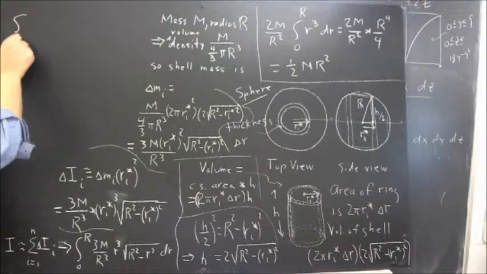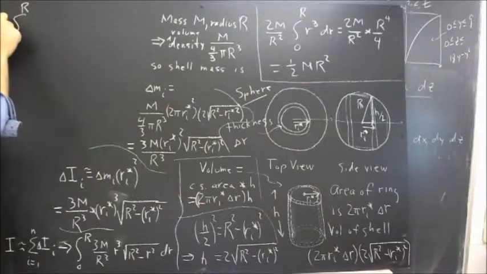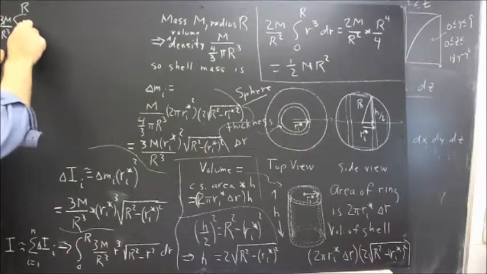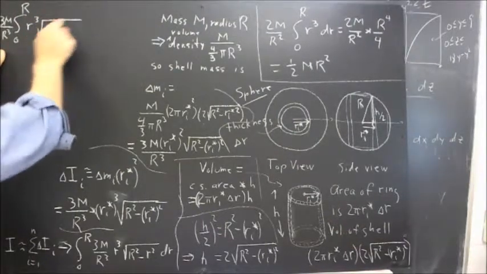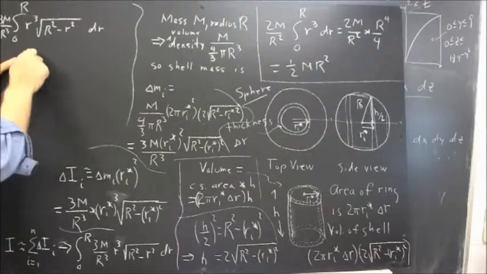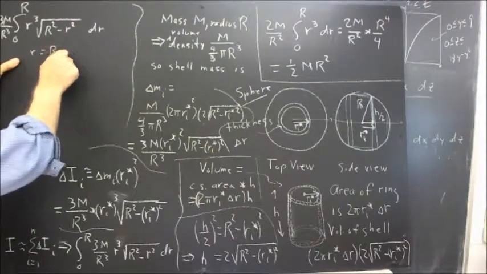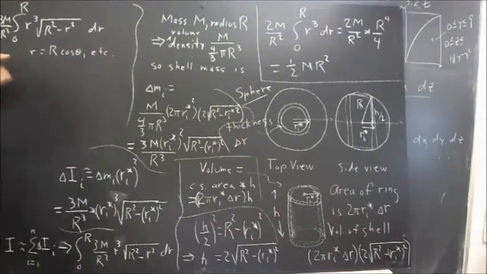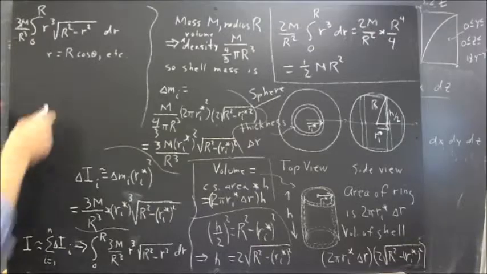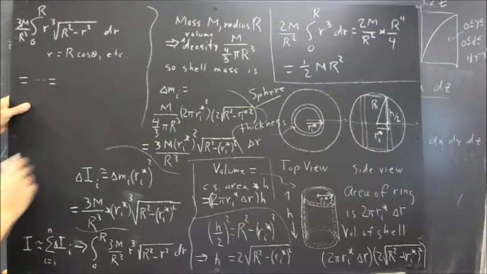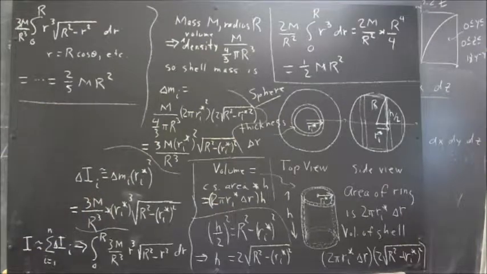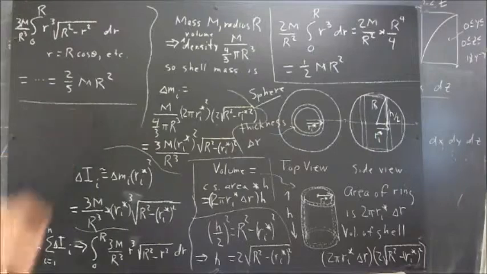I'll simply say that the integral from 0 to big R, with the 3 big M over big R cubed out front, of r to the third times the square root of big R squared minus little r squared dr, I would start with, let's say, letting r equal big R cosine theta, and just follow the steps of a typical trigonometric substitution. What you get is 2/5 big M big R squared, which of course is the formula you see on page 291 of the 13th edition for the moment of inertia of a sphere.